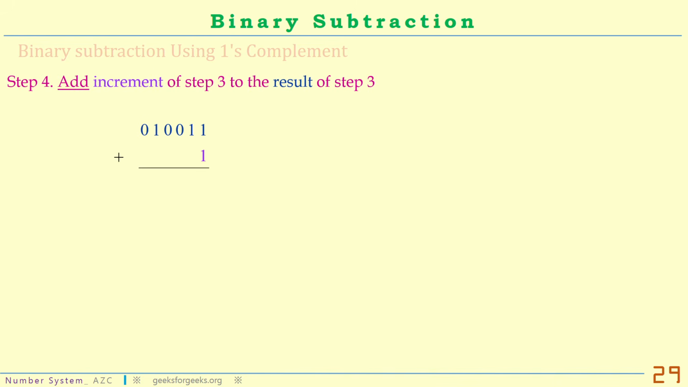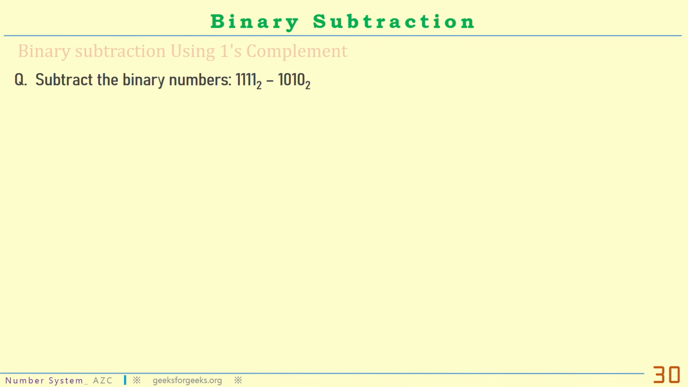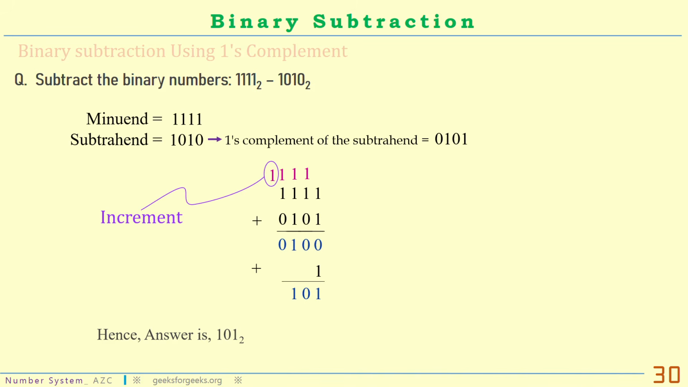Step 4. Add the increment of step 3 to the result of step 3. So the answer obtained is 1000 using one's complement. Or subtract the binary numbers 1111 minus 1010. The answer obtained is 101.